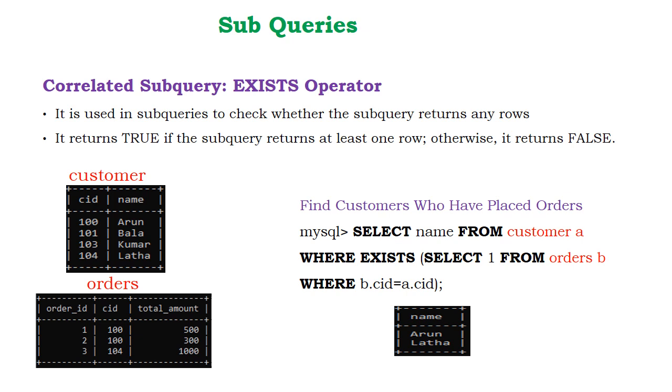So what is the outside query? Display the name from the customer where exists 100 and 104. The result is Arun and Lada.